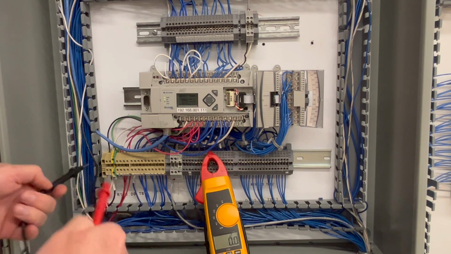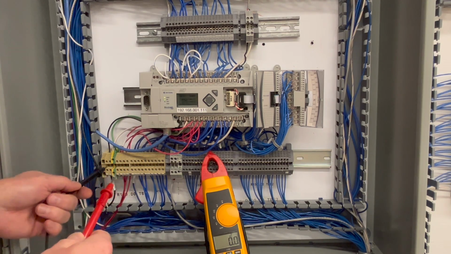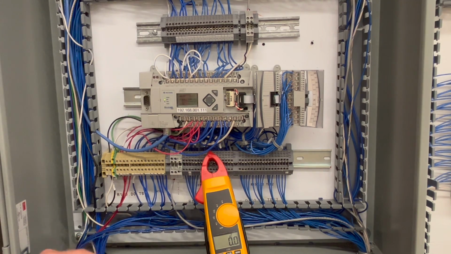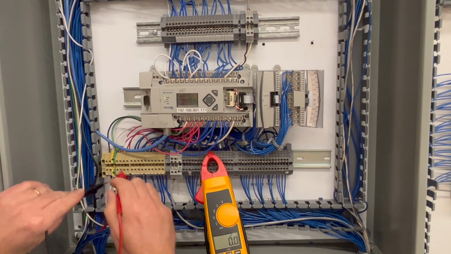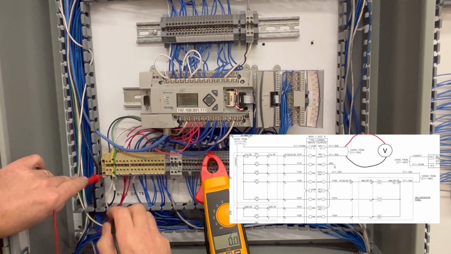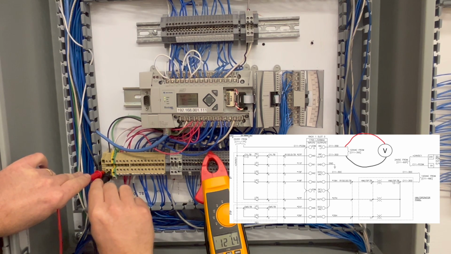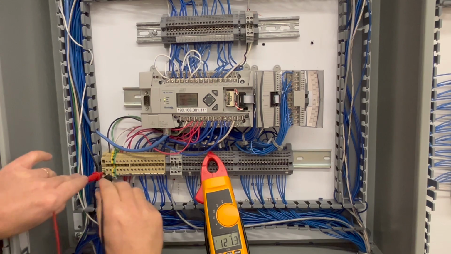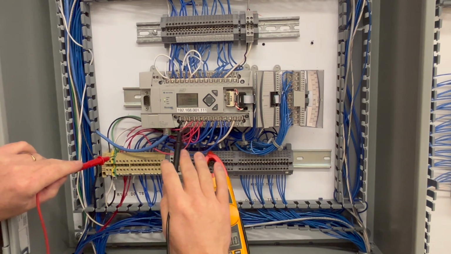I want to make sure where I'm pulling a neutral from. So I'm going to come over to where I should have a consistent 120 power. So I have a neutral here and a hotline, okay? And I'm getting 120 volts, which is great. Then what I want to do is figure out which output this is.